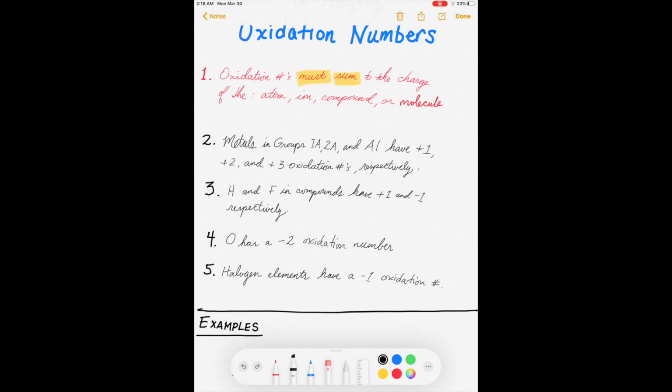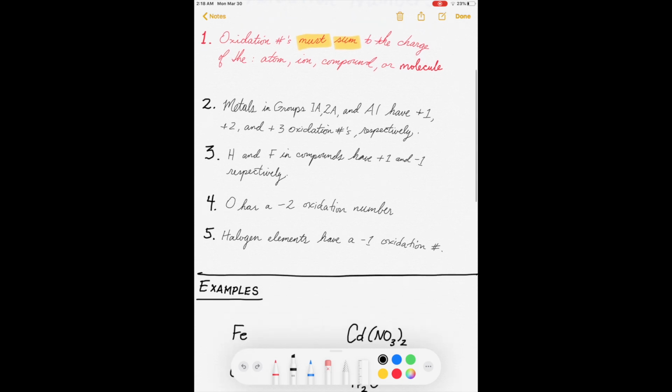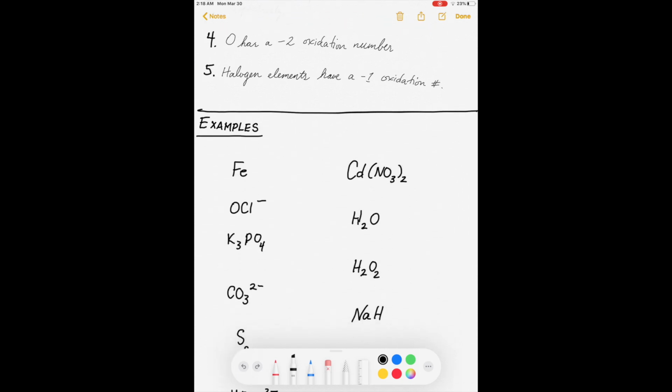Rule 1 says oxidation numbers must sum to the charge of the atom, ion, compound, or molecule. Then whatever number you assign to that iron, it better sum to the charge on the iron. Well, that would just simply be 0. I want to write my oxidation numbers in green on this activity. So that would just be 0. So that's the oxidation number of the iron.